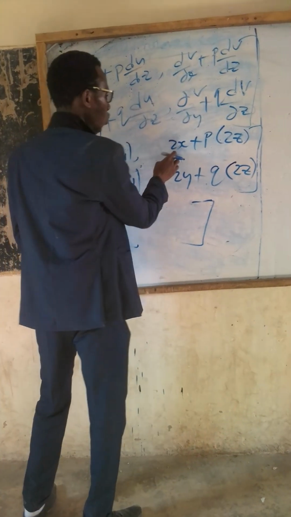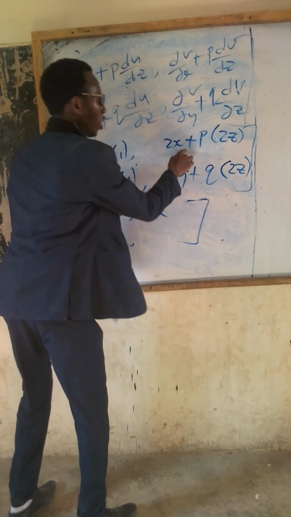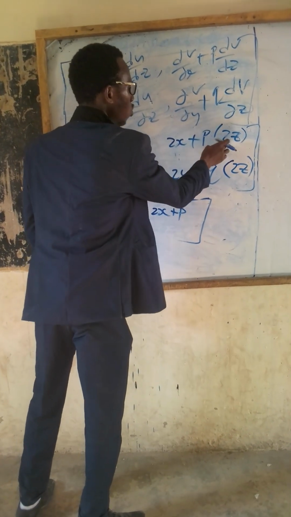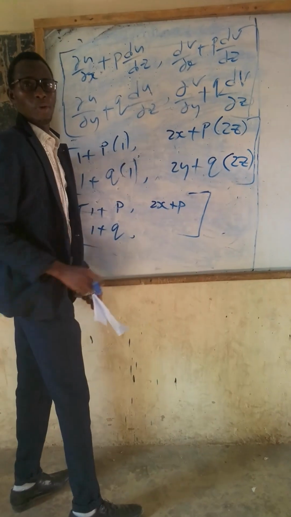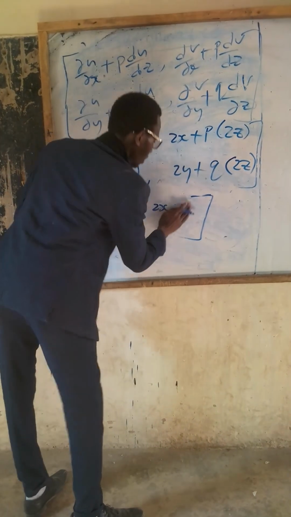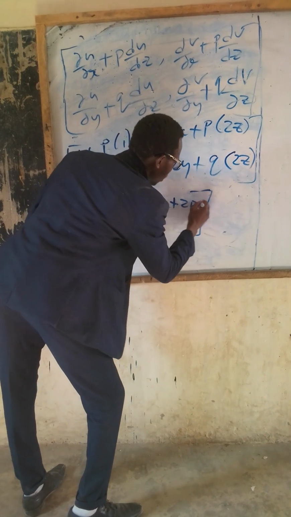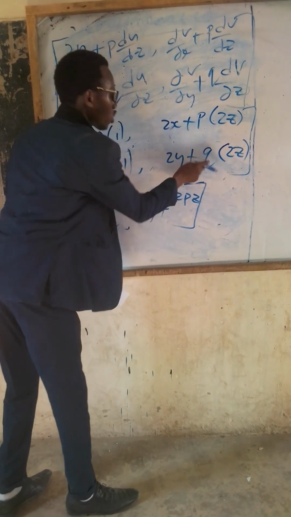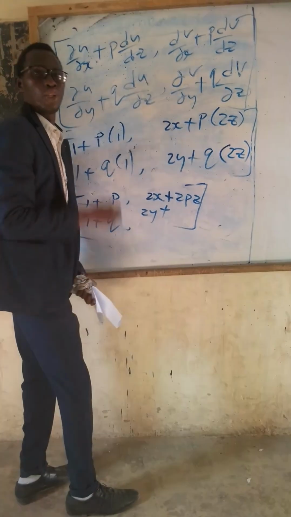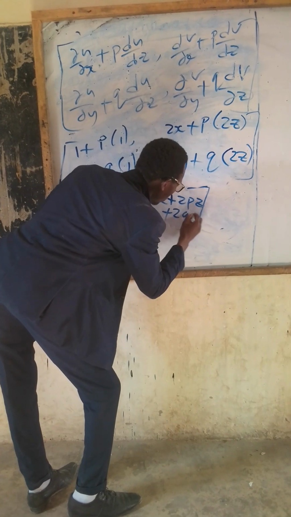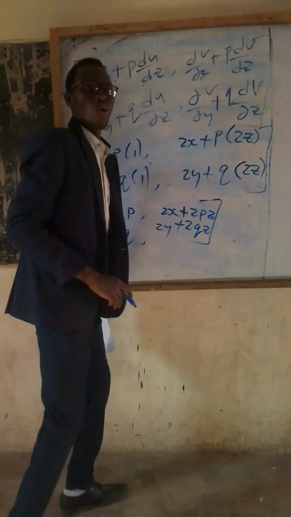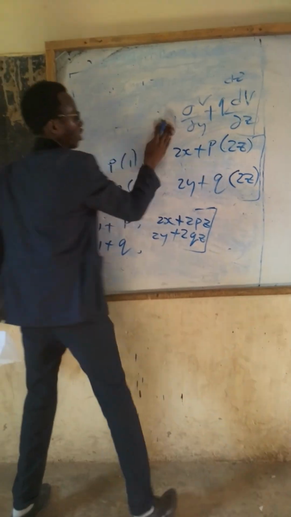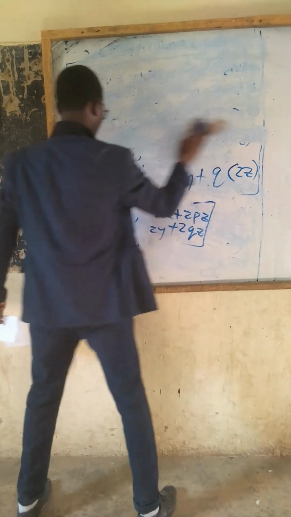So what next? We have 2x plus p multiplied by 2z, which is 2pz. We also have 2y plus q multiplied by 2z, which is 2qz. So having known this, we are going to proceed further to solve it.